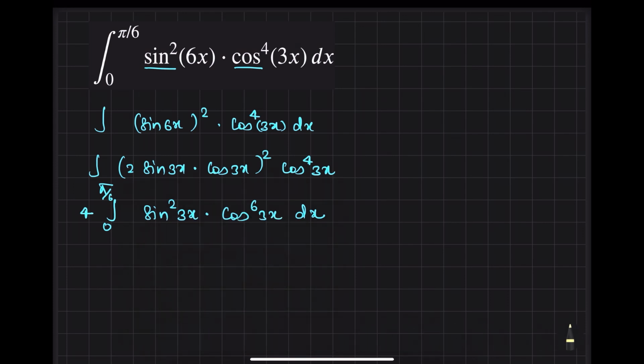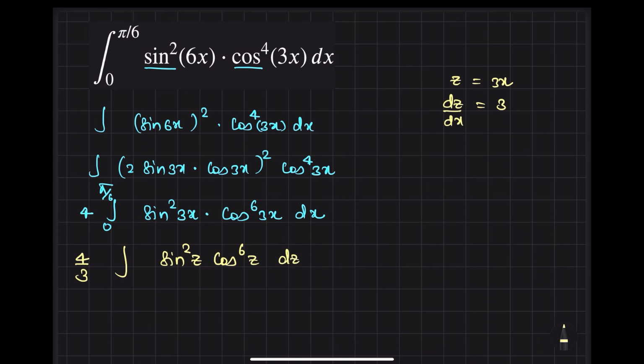for time being, to convert the question into sin x and cos x, I will take 3x as z. So dz by dx will become 3. So can I write, in place of dx, dz by 3? So it will become 4 by 3 integration of sine square z cos power 6 z, and in place of dx I write dz by 3, I already substituted.